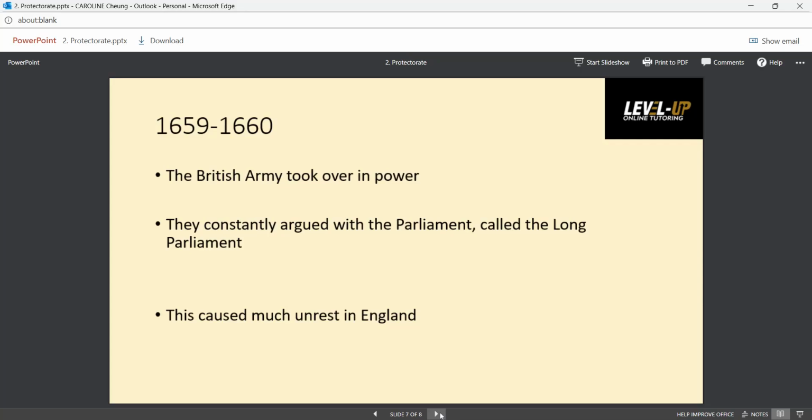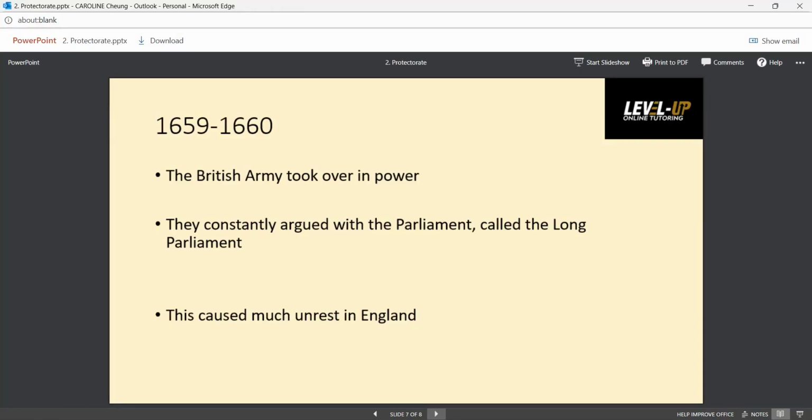So what this causes is a real power vacuum. England, remember, is looking for this one man to fill the role, to take charge, and they're not getting it. The British Army take over in power. And you've also got the Parliament that comes back. It's a different Parliament from the first one. It's called the Long Parliament, so different group of MPs. The army don't like the MPs, the MPs don't like the army, so they're constantly arguing. Meanwhile, all the people in England are like, what is going on? It's just been such a mess. We've lost Cromwell, we've lost the king, we've lost Christmas.